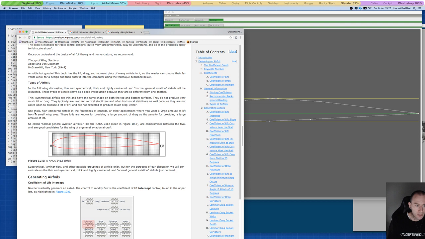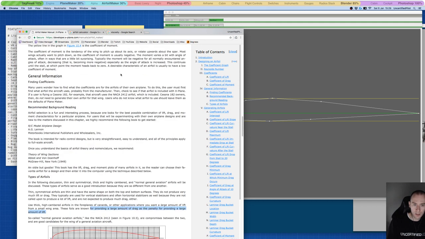Exactly. Use thick, highly cambered airfoils in the foreplanes of canards or other applications where you want a large amount of lift from a small wing area. These foils are known for providing a large amount of drag as the penalty for providing a large amount of lift. Perhaps this is the thing that they were referring to on top here, that the lift also produces drag.